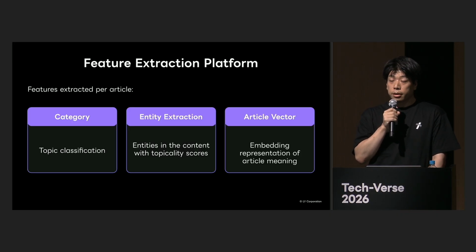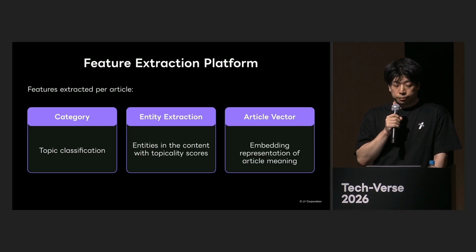Next is the role of the feature analysis platform. The feature analysis platform, as I mentioned earlier, is a platform that extracts the meaning of content. There are mainly three types of features used. The first is category. This is a classification of content topics.